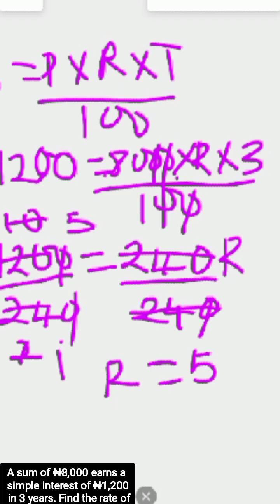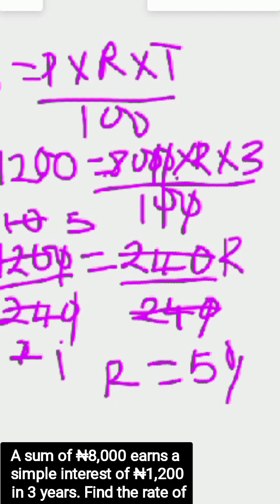Remember, R is always in percentage. 5%. R is always in percentage, while time is always in years. So when you're solving for R, after getting your answer, put it in percentage. And the same way you can solve for time, and your time will be in years.